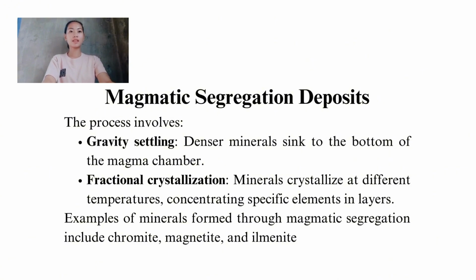In gravity settling, the denser minerals sink to the bottom of the magma chamber, while in fractional crystallization, minerals crystallize at different temperatures, concentrating specific elements in layers. The typical example minerals formed through magmatic segregation include chromite, magnetite, and ilmenite.